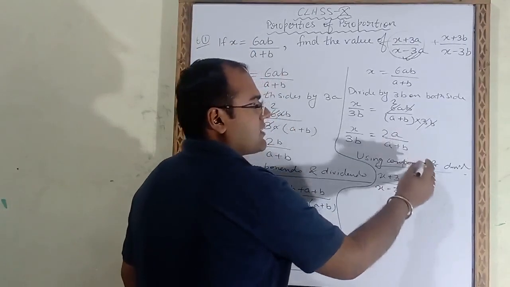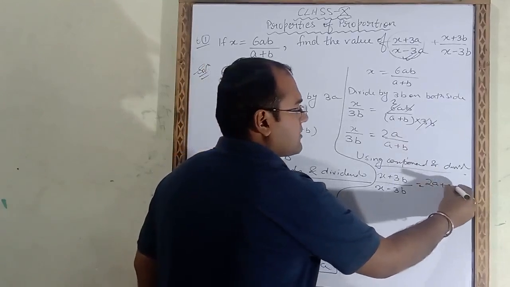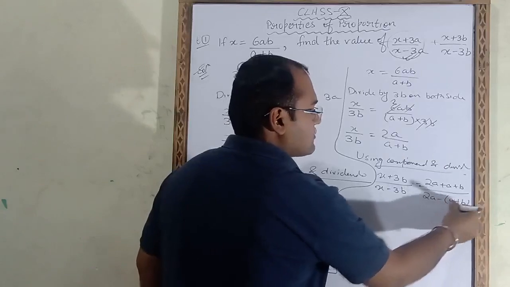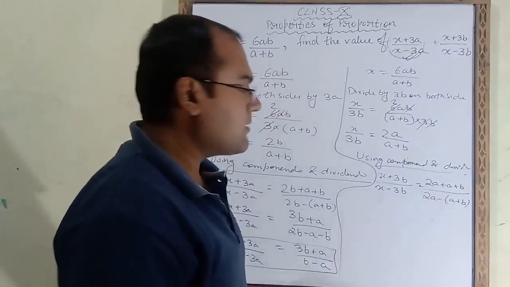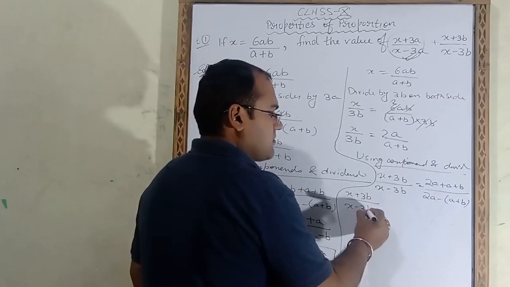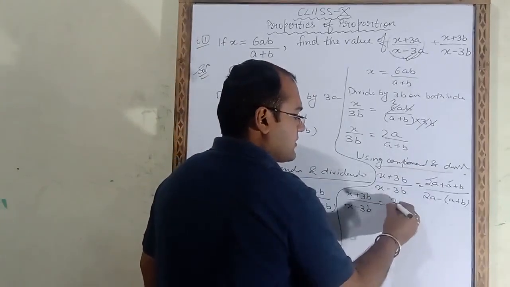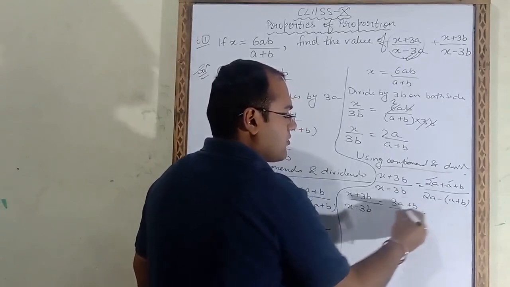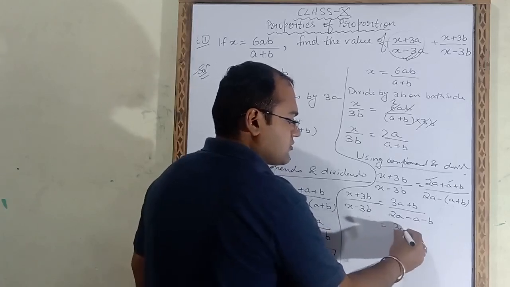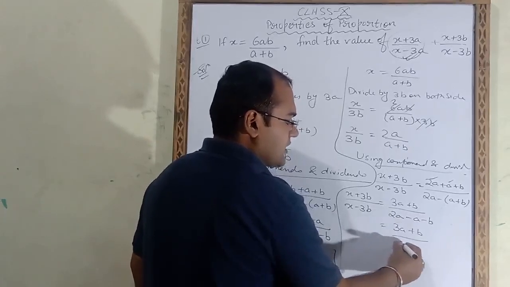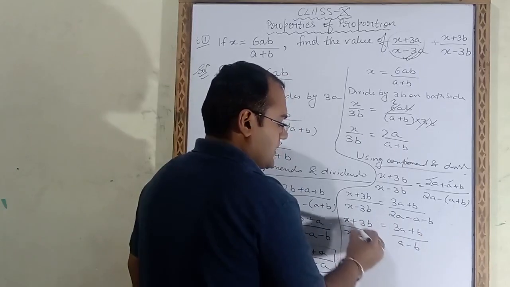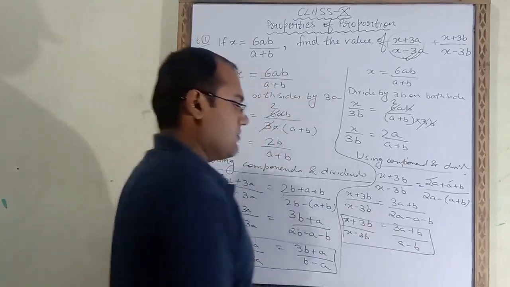On the right side, 2a plus a plus b upon this minus this. That means 2a minus a plus b, we have to take in a bracket in order to change the sign. x plus 3b upon x minus 3b, 2a plus a will be 3a plus b. Here we will open the bracket, 2a minus a minus b. So the final answer on solving is 3a plus b upon a minus b. This is the answer of x plus 3b upon x minus 3b.